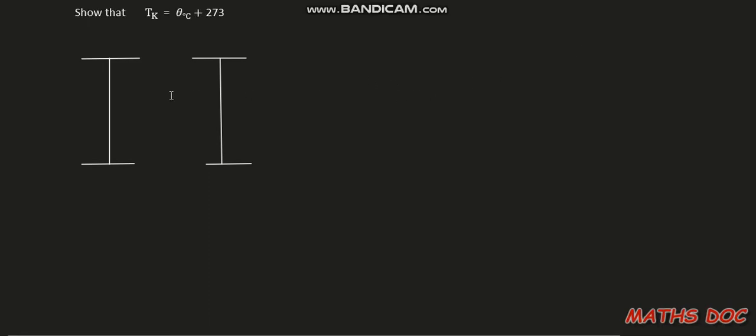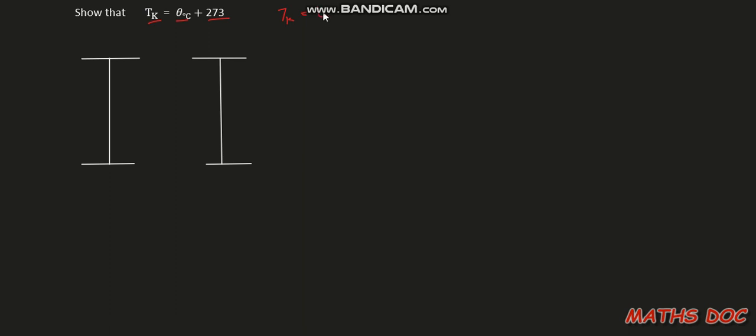Okay, so here we go with our first question. Another question here. Actually, this question is the solution to the first question which I gave right in my class. And if you look at it, you have to show that TK equals theta C plus 273. Already you know that TK is temperature in Kelvin.